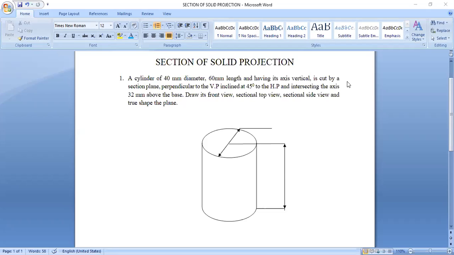Your object is a cylinder. Base diameter is 40 and axis is 60. Assume it is resting with its base on the HP, perpendicular to the VP. Now write down the details. The cutting plane details: intersecting the axis 32 above the base and inclined at 45 degree with the HP.